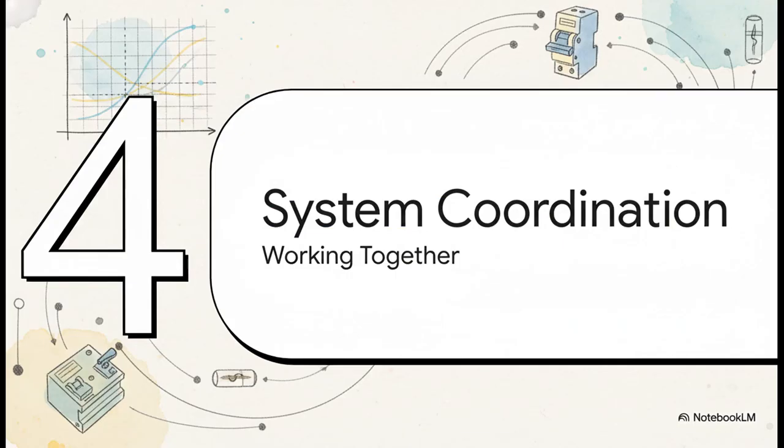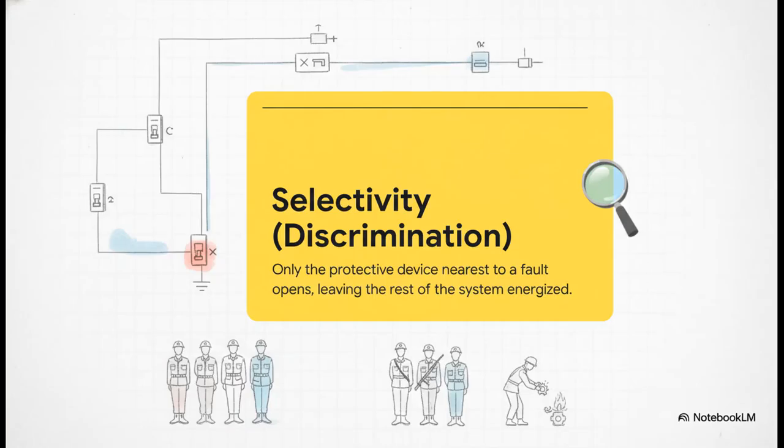Okay, we've learned the parts. We understand the players, breakers and fuses. Now let's put it all together and talk about the ultimate goal of any TCC study, system coordination. This is the art of making sure all your devices play nicely together. The name of the game here is something called selectivity, or sometimes you'll hear it called discrimination. And the idea is actually pretty simple.